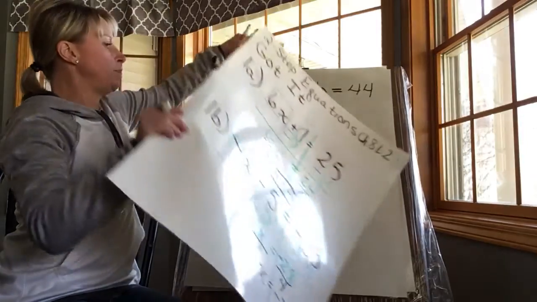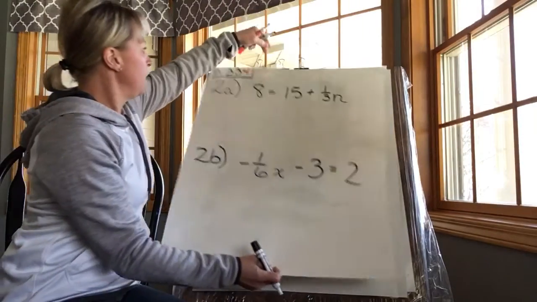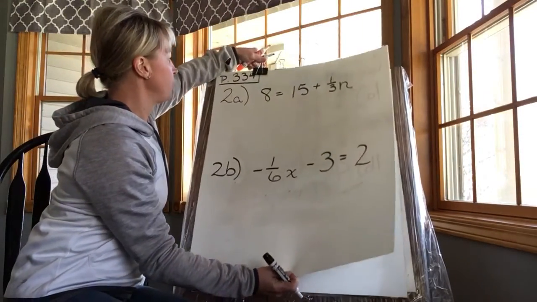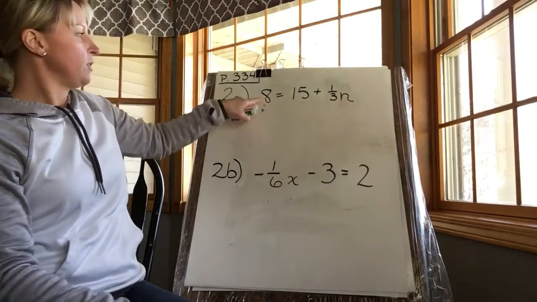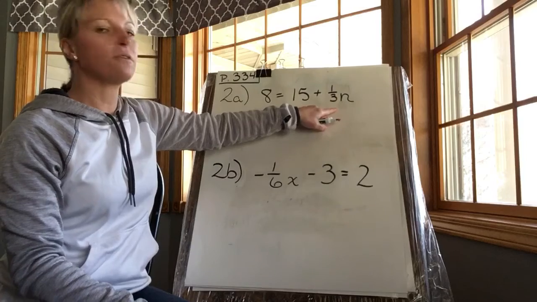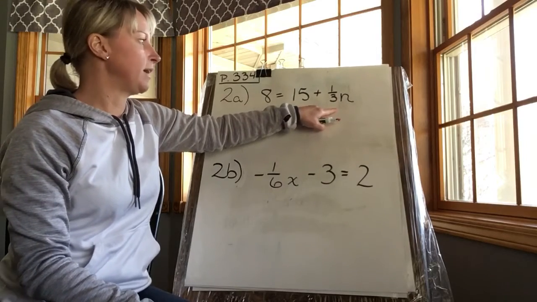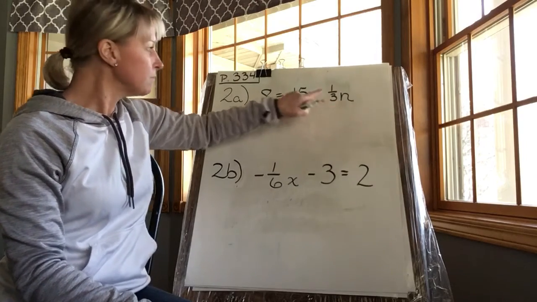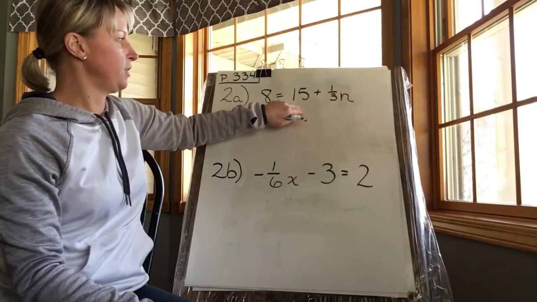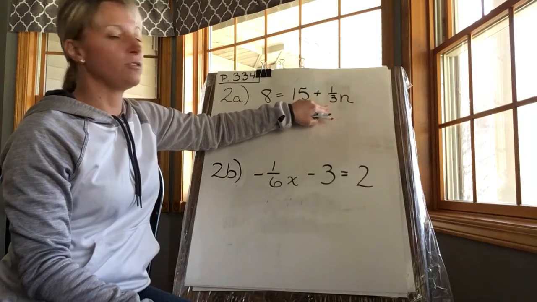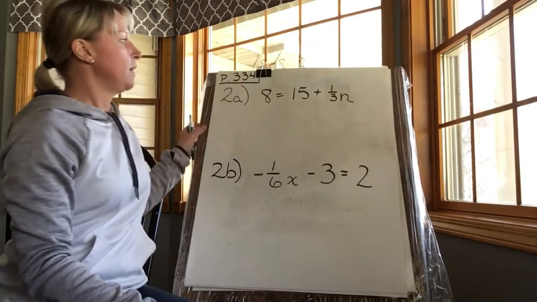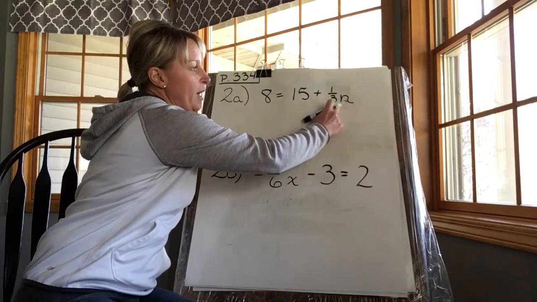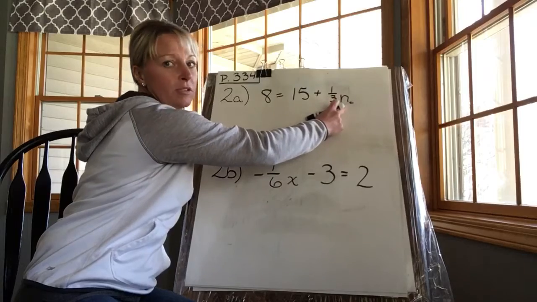Going on to a couple more of the got-its. You should now be on page 334 because we're at 2A. Notice now our variable is on the right side of the equal sign. That doesn't matter. But also in this equation, we're introducing a fraction. But remember, if the fraction is next to the letter, that is still multiplying.